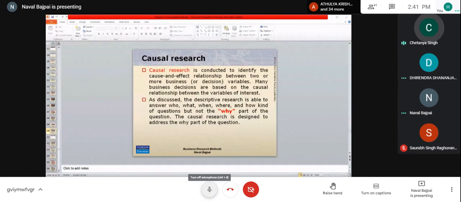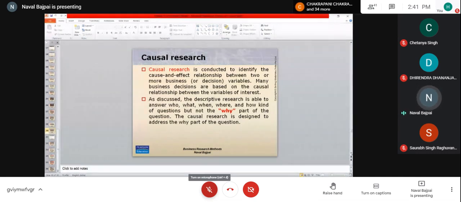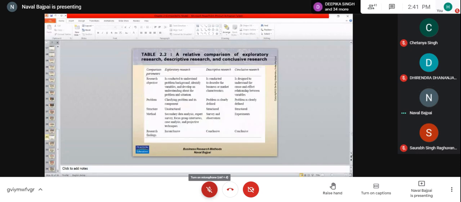Yes, sir. Sir, actually, I have a question. Sir, what is the difference between descriptive and exploratory research? Descriptive research is more structured. Exploratory research is not that structured. In the next slide, I'll be explaining that difference, what you are asking. Lastly, you see that descriptive up to one extent is conclusive, but exploratory is always inconclusive.